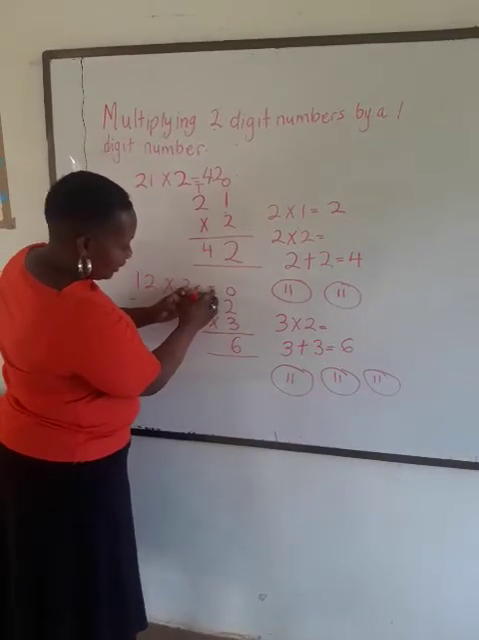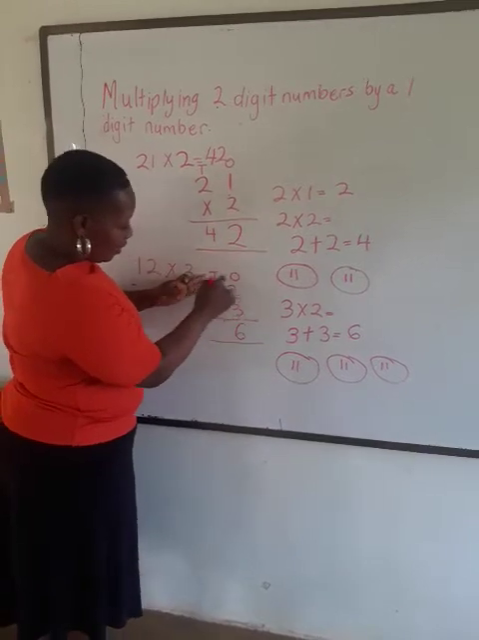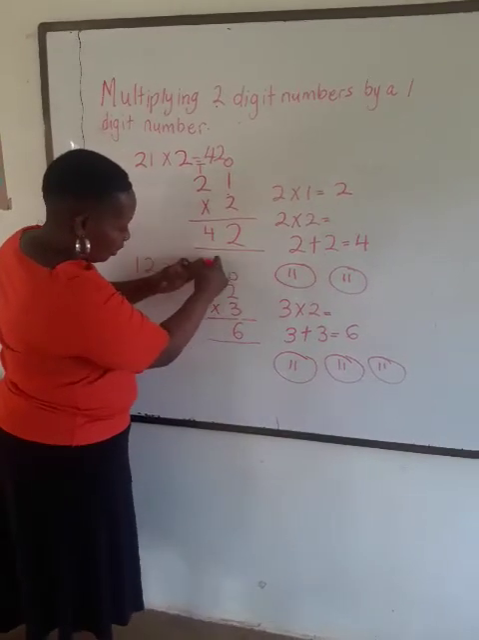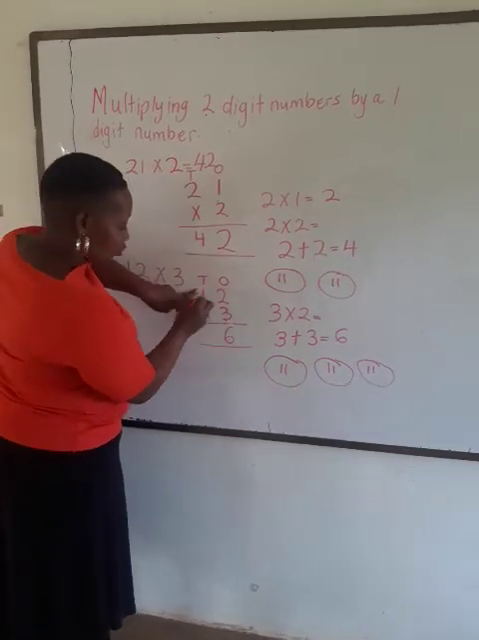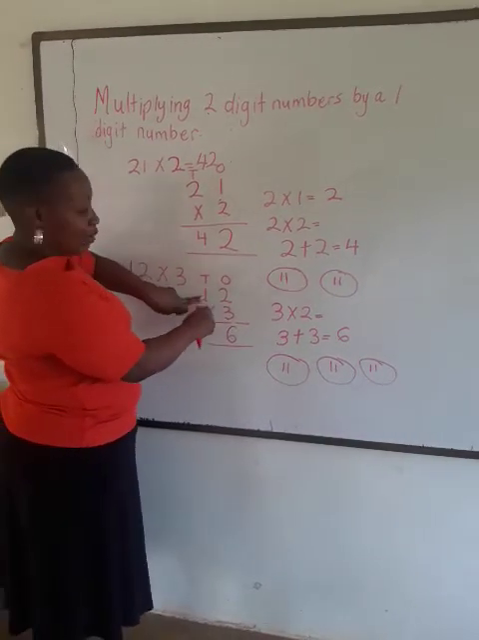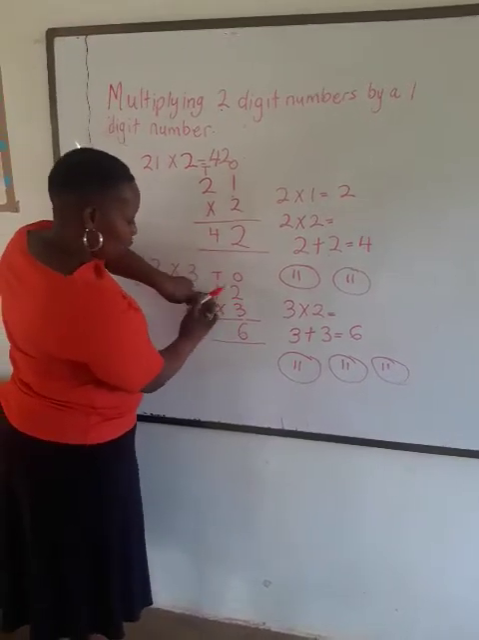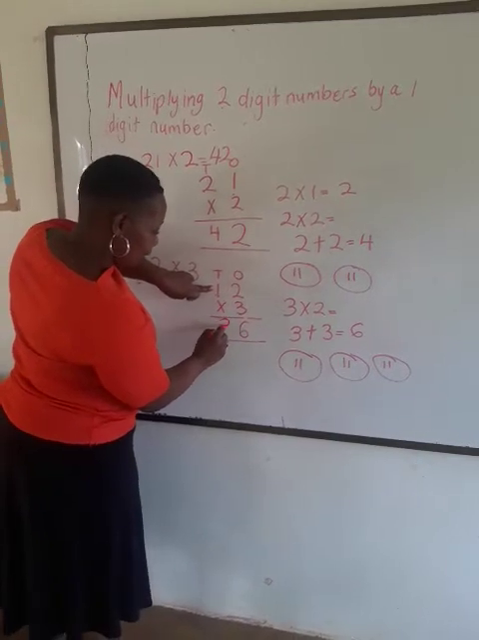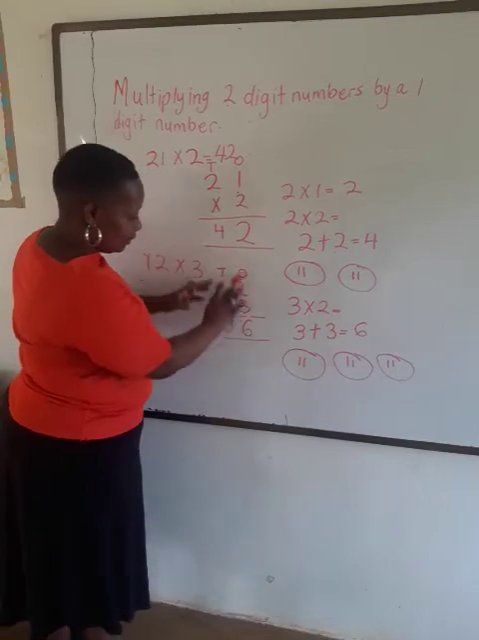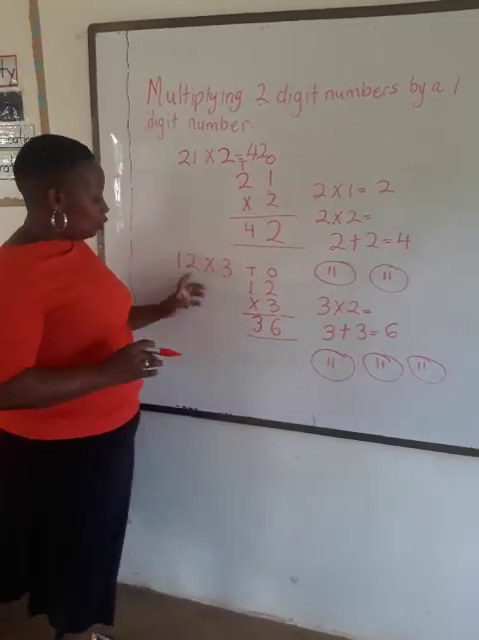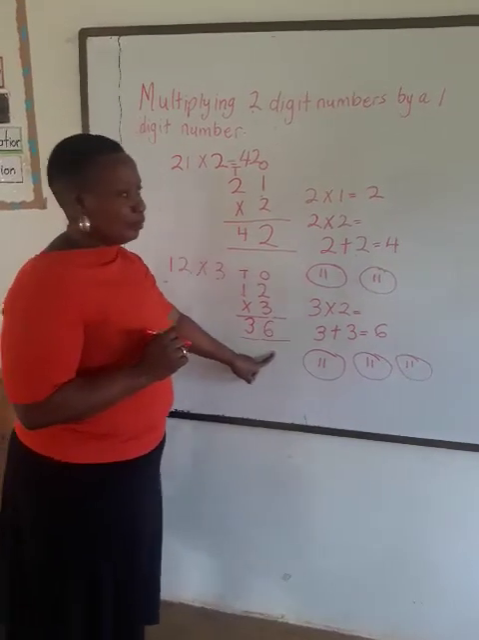So we are going to the tens. The same number 3 is going to be multiplied by 1. So 3 times 1. Remember, any number times 1 stays that same number. So 3 times 1 is a 3. So you write the 3 under the tens column. So 12 times 3 equals 36.